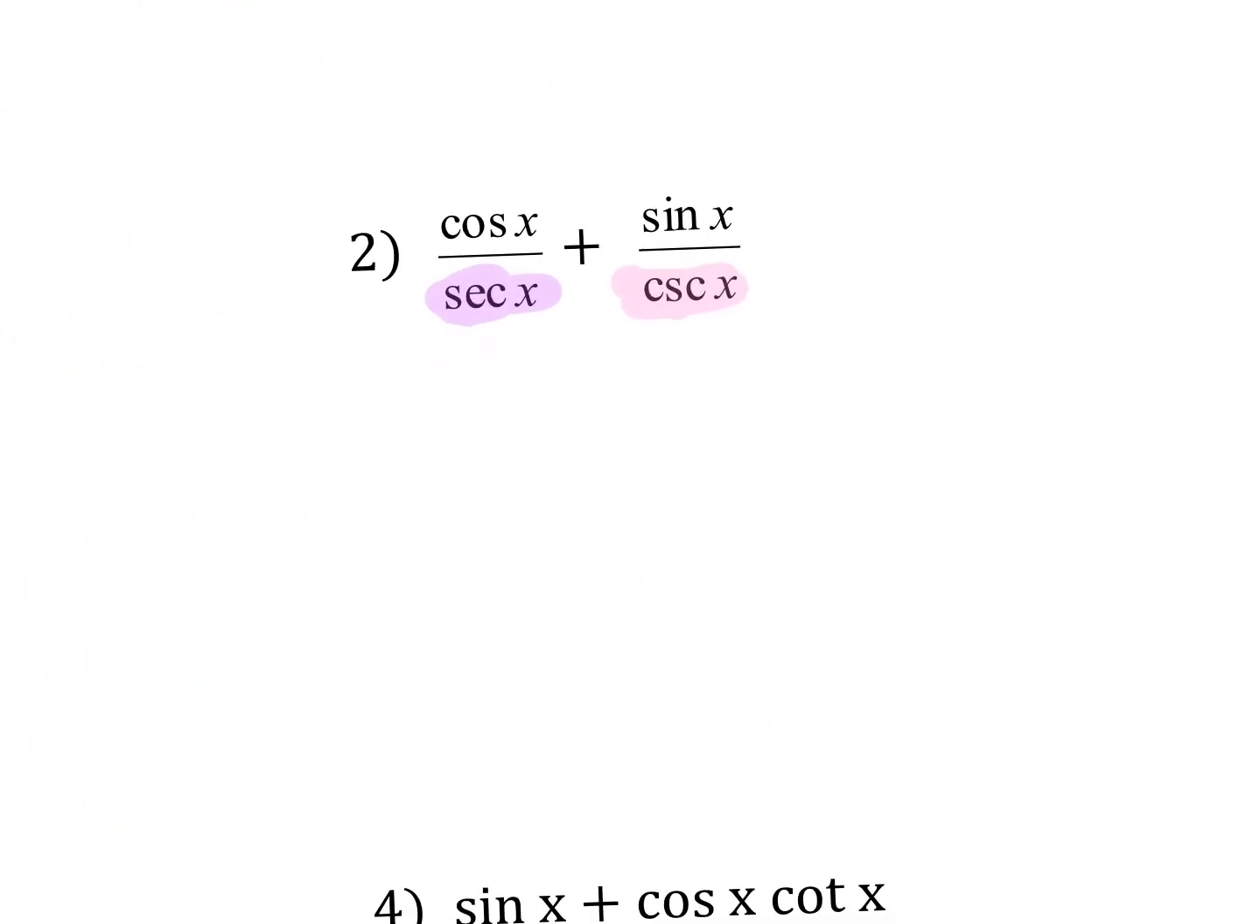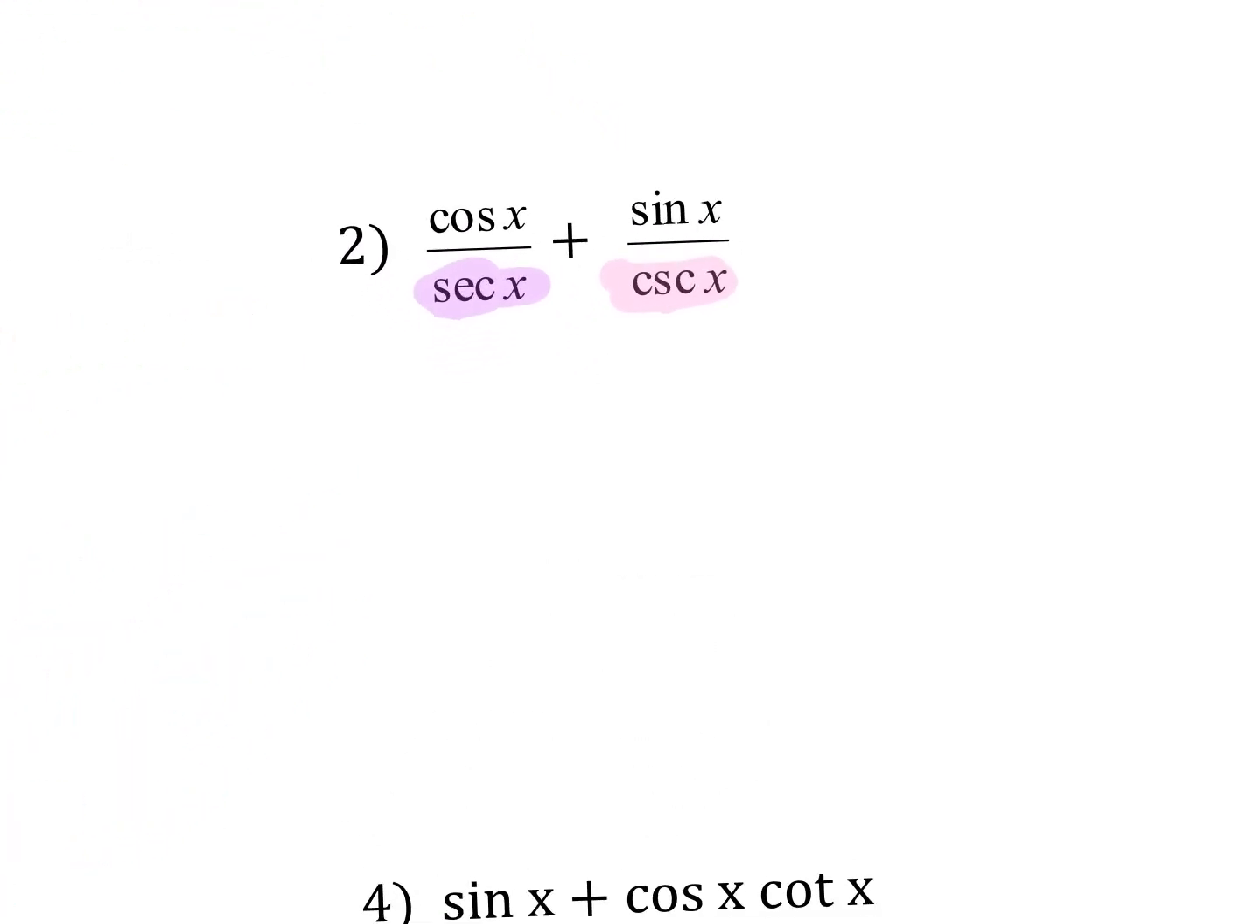All right. Okay, I'm going to keep that cosine the same, but I'm going to rewrite that secant. How can I rewrite that secant? Amira? Reciprocal of secant is?